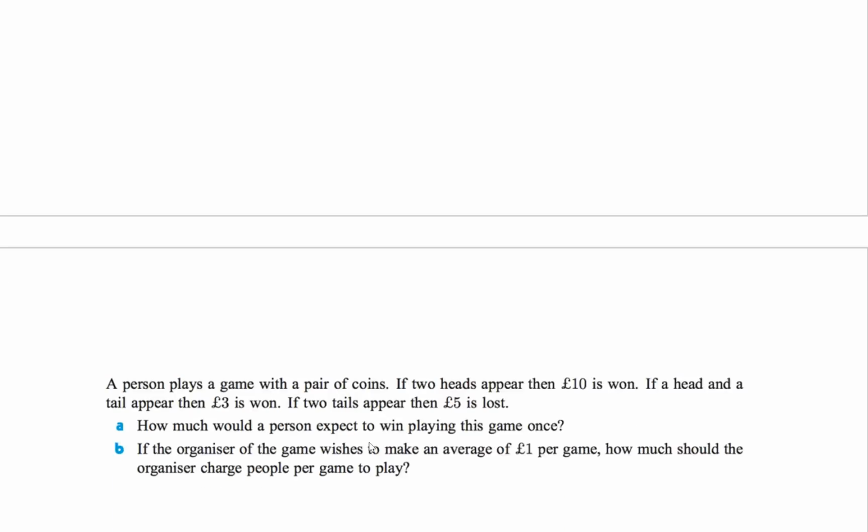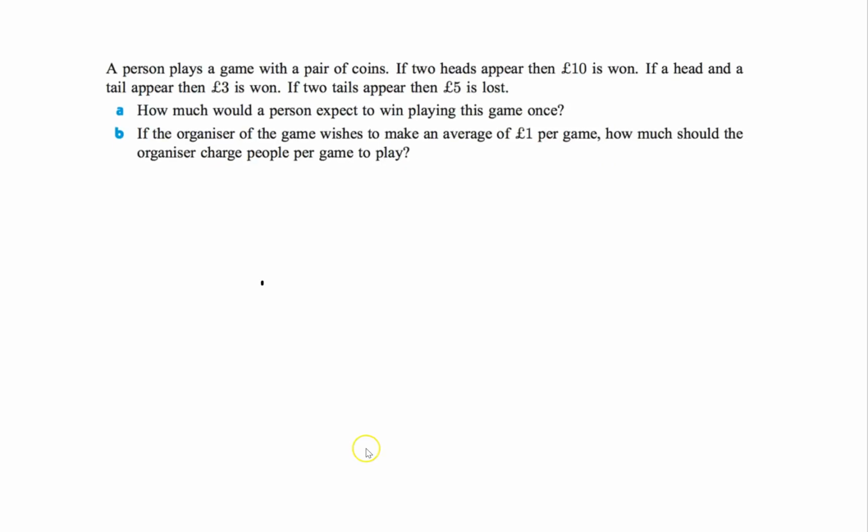One final example and then we're done with this video. A person is playing a game with 2 coins. If 2 heads appear, 10 pounds is won. That's pounds, the British currency. If a head and a tail appear, 3 pounds is won. And if two tails appear, 5 pounds is lost. How much would you expect to win playing this game once? Well, so again, that's kind of a loaded question. We actually got to do all the work for that.